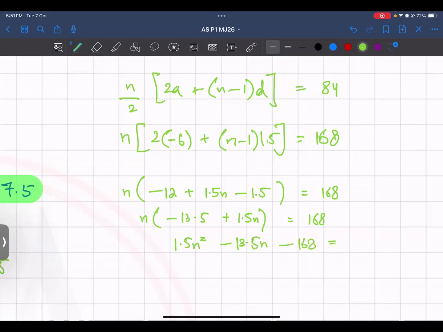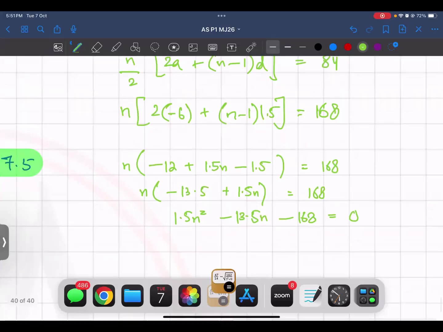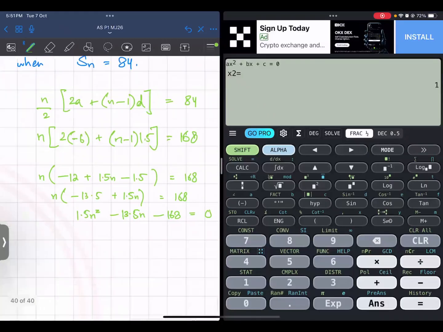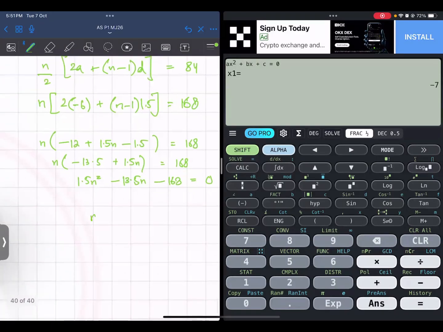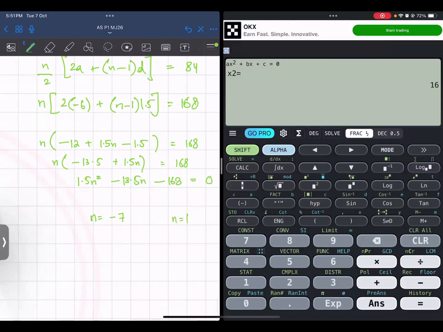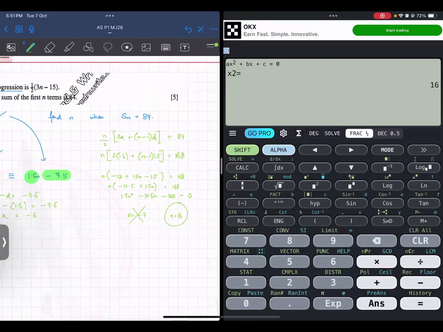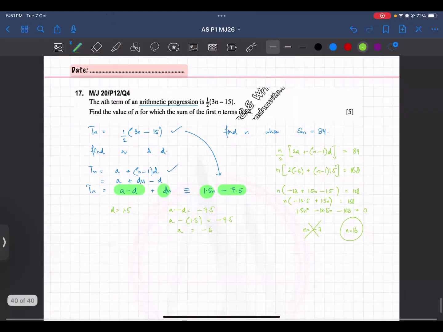I'm moving the 168 to the left side, and use your calculator to solve this quadratic: 1.5, minus 13.5, and minus 168. So n is negative 7, which is not possible, and n is 16. So this is the answer. You cannot have a negative position, right? So n is 16.